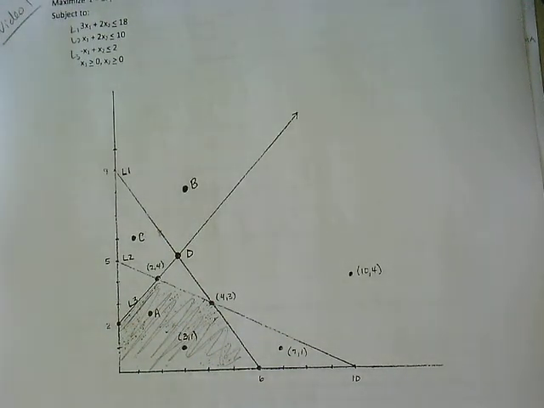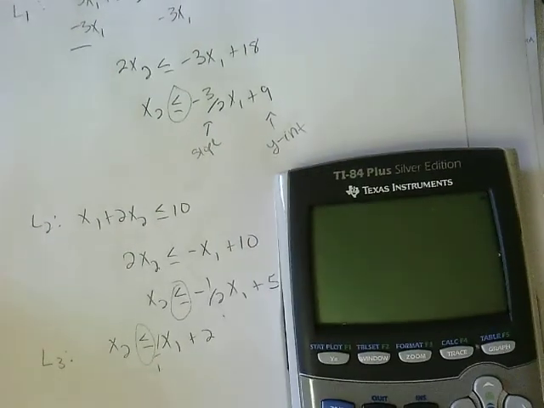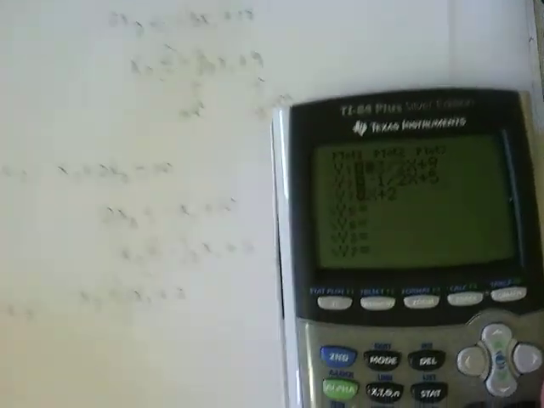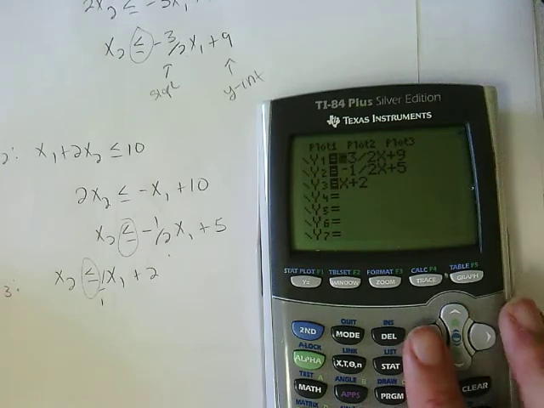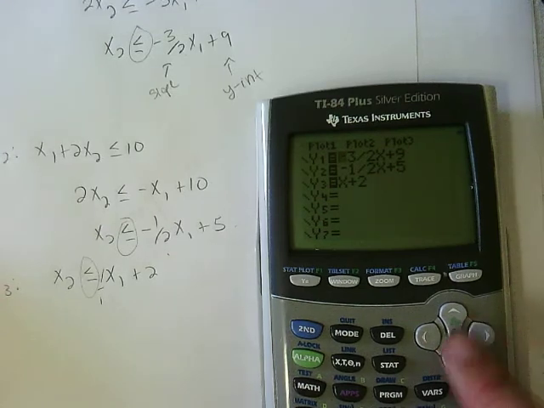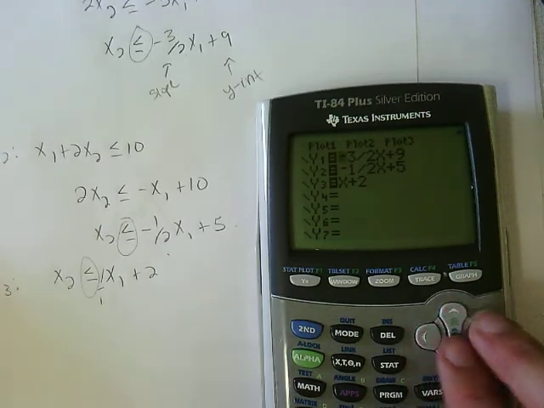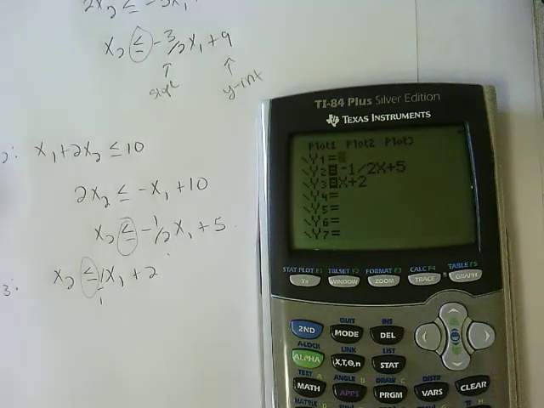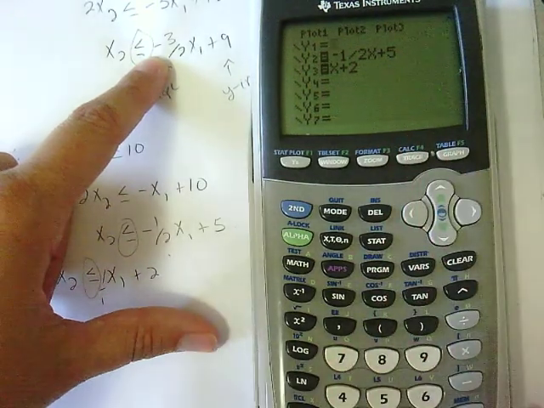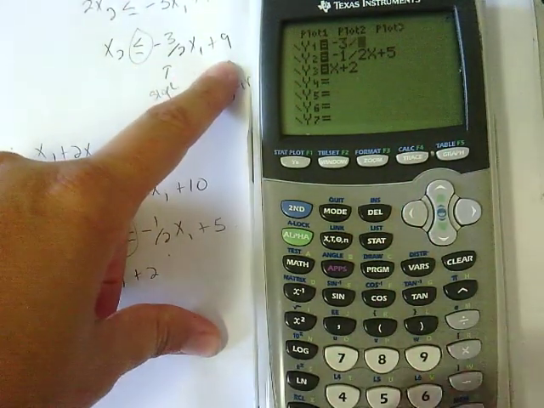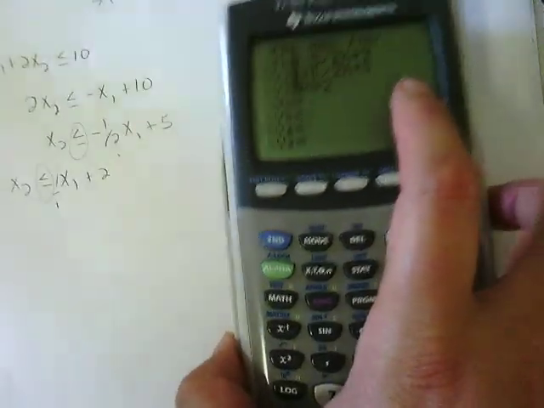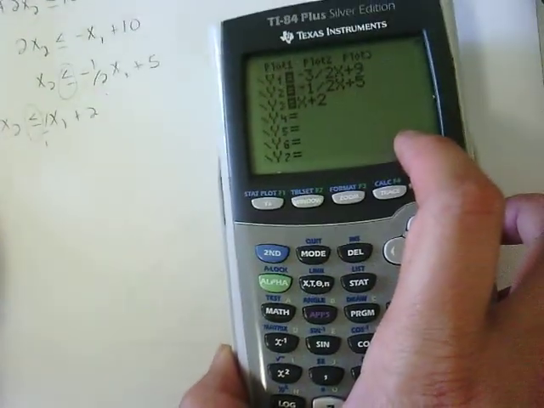Now, I've already put these into my calculator, but just to show you guys, I'm going to hit y equals, and I'll just re-enter my first one, in case there's anybody here who has never used the buttons on this calculator to do this. My first one here is negative 3 over 2 x plus 9. Negative 3 divided by 2, x plus 9. Alright, I also have my negative 1/2 x plus 5 and my x plus 2.